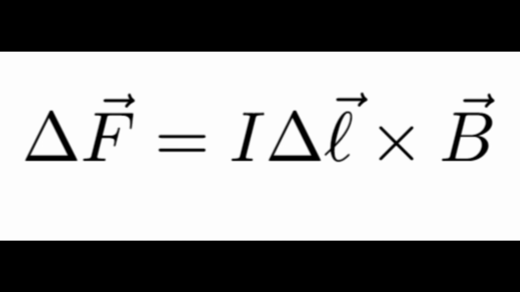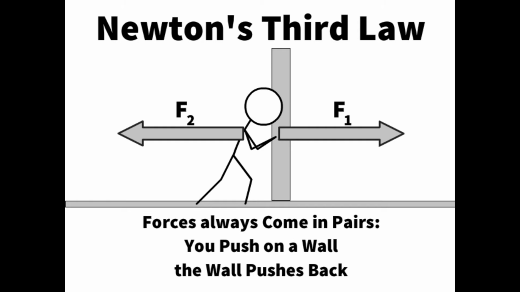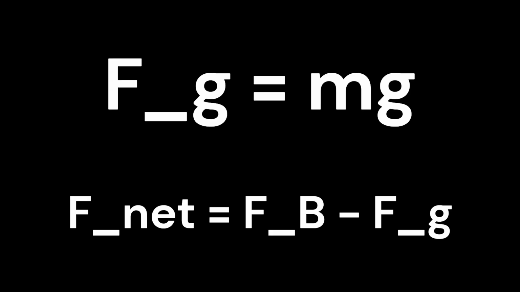Then you will use the current of the loop along with the formula for magnetic force to find the force the magnet is applying on the ring of current, which, when using Newton's third law, will allow us to calculate the force that the ring is applying on the magnet. Finally, you can use that force along with the equation for the force of gravity to find the net force that is on the magnet.